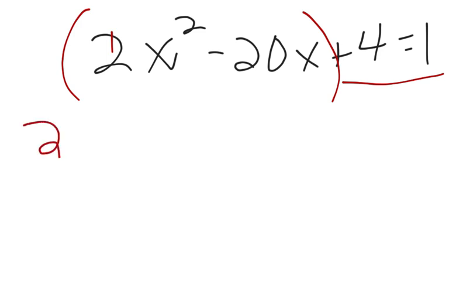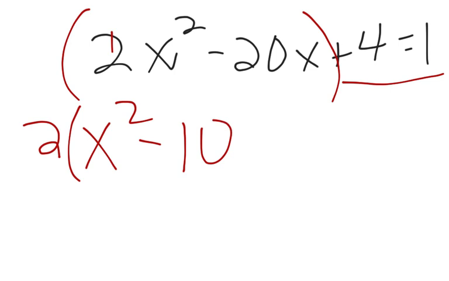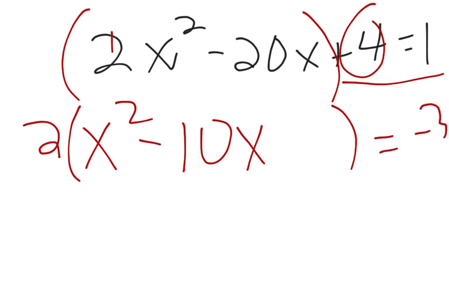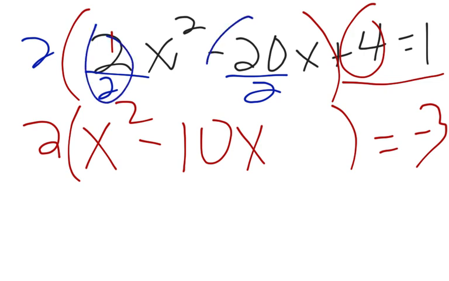So that means I'm going to pull a 2 out in front, and that's going to make this x squared minus 10x. I'm going to put a little space here. And this 4 here, I'm going to move to the other side, which makes that equal to -3. The reason why we leave the space is we're going to complete the square. Now, how did I get -10x there? I divided by 2. When I factored out the 2 and put it out in front, I divided each of these by 2. I divided that by 2, and divided the -20 by 2. So that's going to give me x squared minus 10x equals -3.